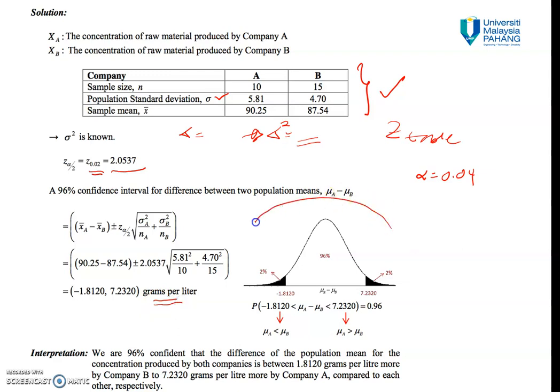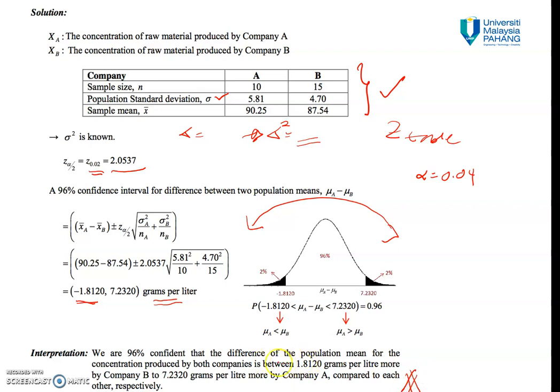This graph is not necessary to draw for the confidence interval in chapter 2, but in chapter 3 it can be used. So this is just to show you the value: the difference of the population means is between negative 1.8 and 7.23. Since your answer here has a negative value, the interpretation will be quite different, like this.